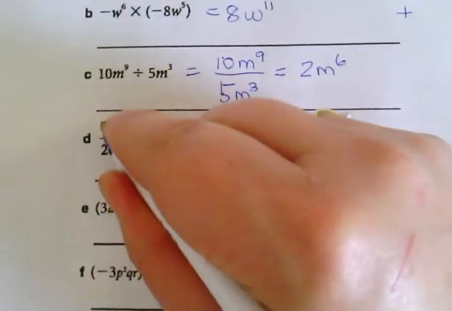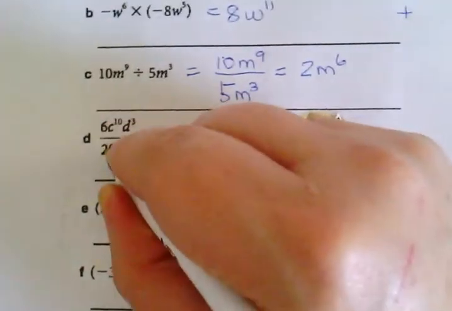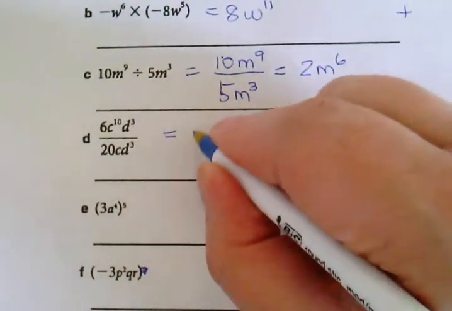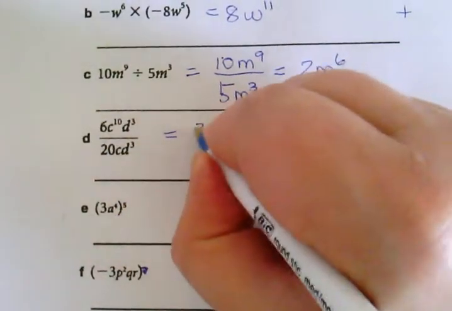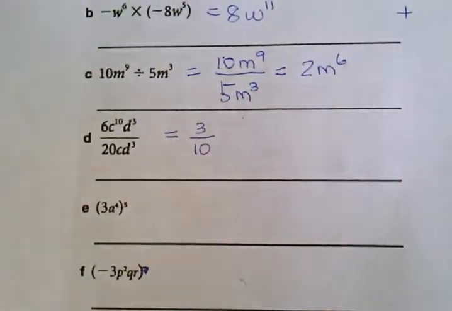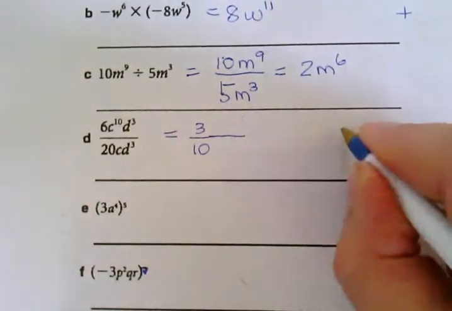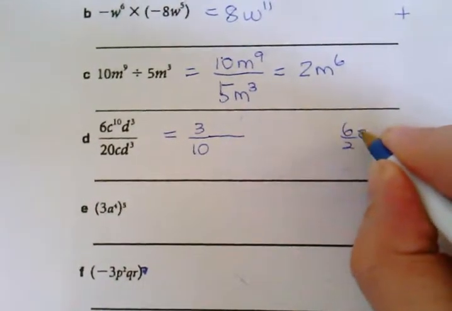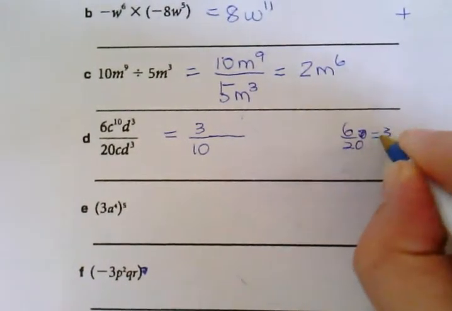Okay, now for question D. Looking at your numbers first, 6 over 20, you can put that into your calculator, or you can just divide them both by 2 and you get 3 over 10. So that's just looking at the numbers.